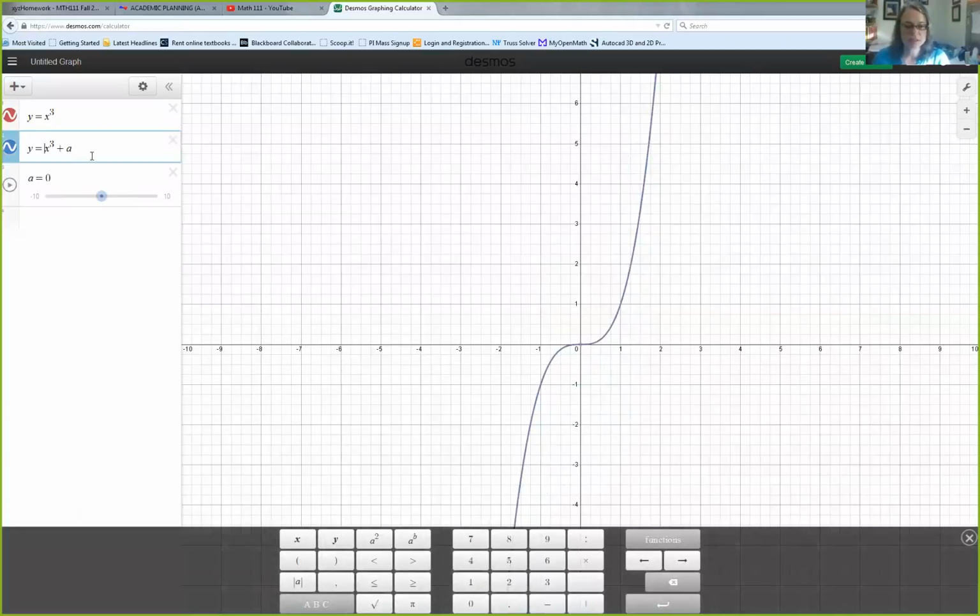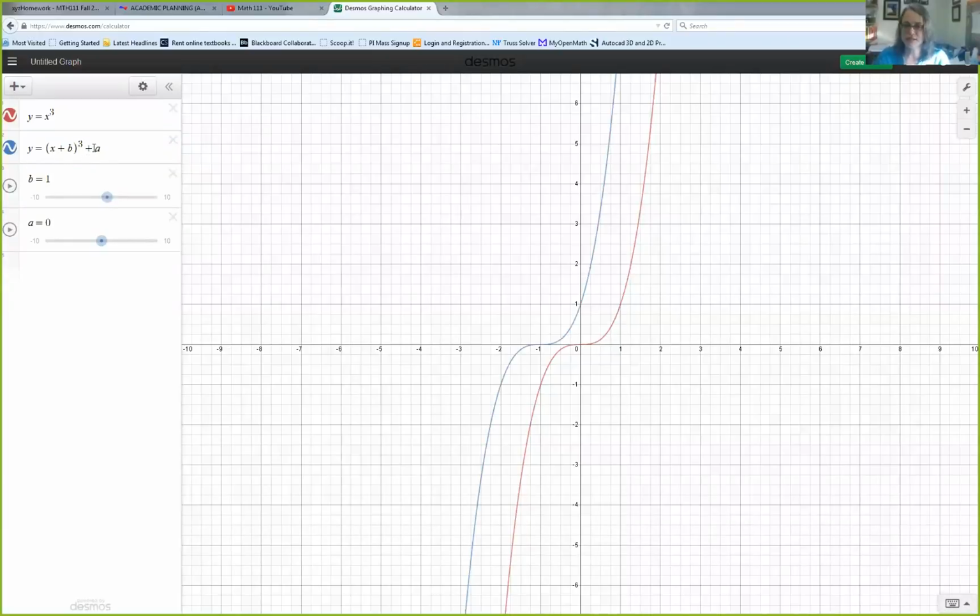So let's go up in here and take a look at what it would look like if I were adding inside my parentheses. So just ignore the a on the end, it's 0. I'm adding something inside now. And so if I make this be 0, I get back to my original. If I add a positive number, I move to the left. Now, like I said, this feels a little backwards, but just remember that horizontal shifting results from adding inside the parentheses, and it feels backwards.